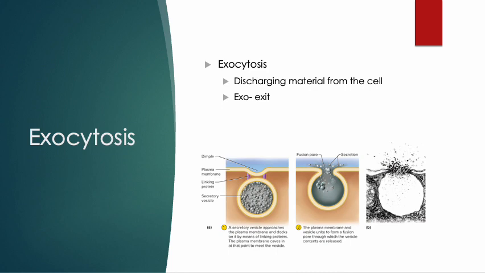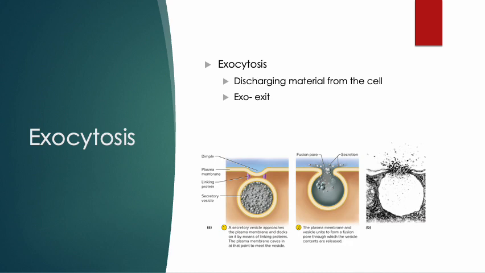So cells bring all these things in with endocytosis, but they also need to get things out. Cells have waste, or they have parts of them that are no longer functioning, or something has gotten into the cell that is causing damage to the cell, and they need to get it out.